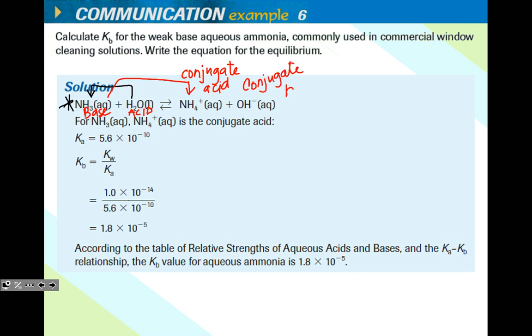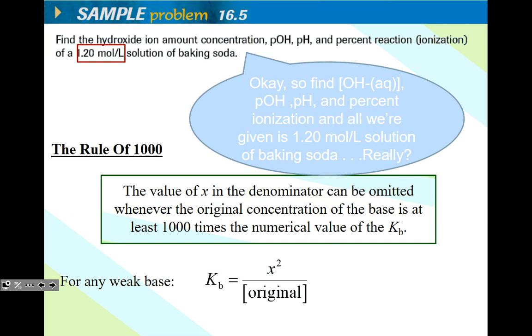Make sense, kiddos? So what do we do? We find our Ka of our conjugate acid, which is ammonium, and it's 5.6 times 10 to the negative 10. Once we have that, we can find our Kb. Kb is equal to Kw over Ka. You don't ever forget something as awesome as Kw. 1.0 times 10 to the negative 14 over 5.6 times 10 to the negative 10. And you get 1.8 times 10 to the negative 5. Not too bad. There, we just found our Kb really quick. No need for an ice table.